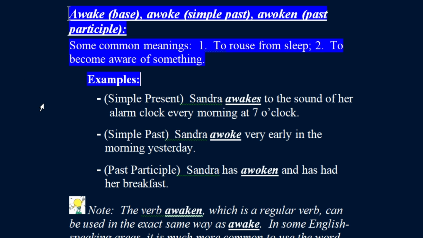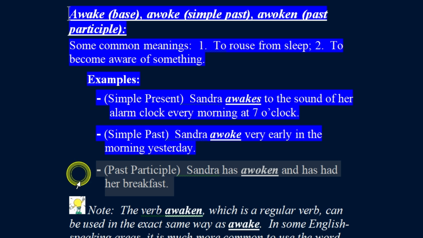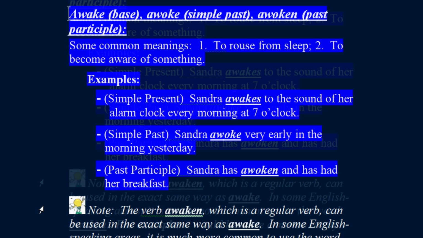Examples. Simple present. Sandra awakes to the sound of her alarm clock every morning at 7 o'clock. Simple past. Sandra awoke very early in the morning yesterday. Past participle. Sandra has awoken and has had her breakfast.